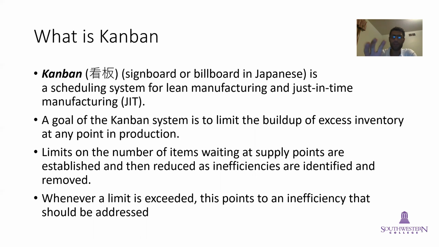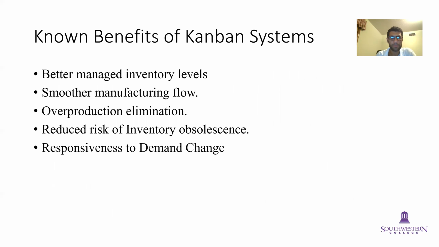So the goal of Kanban system is to improve the communication, so you just receive or create or make whatever you have to. Limits on the number of items waiting in supply points are established and then reduced as inefficiencies are identified and removed. Whenever a limit is exceeded, this points to an inefficiency that should be addressed.